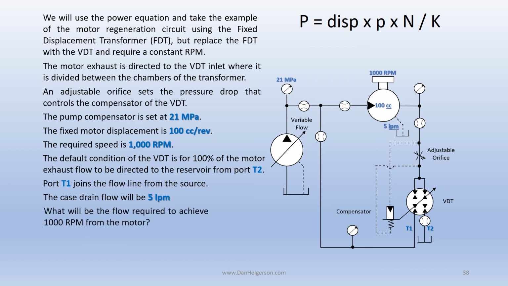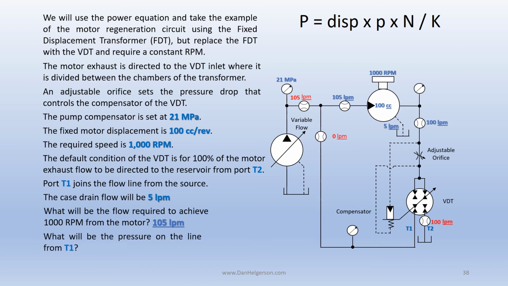So what will be the flow required to achieve 1000 RPM from the motor? It will be 105 liters per minute. That means I will need 105 liters per minute coming into my fixed displacement motor all the time. Initially, that means I'm going to be drawing 105 liters per minute from my source. It means I'm going to have 100 liters per minute in my exhaust flow from my motor, and I will have 100 liters per minute going to the tank through T2. I will have 0 liters per minute from T1 joining the source flow.